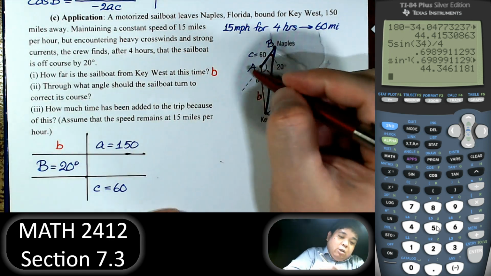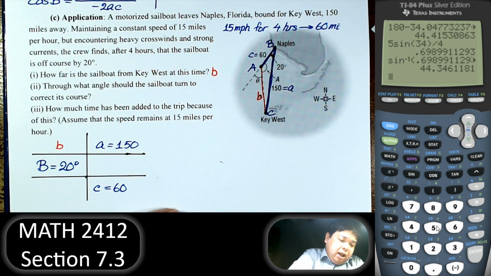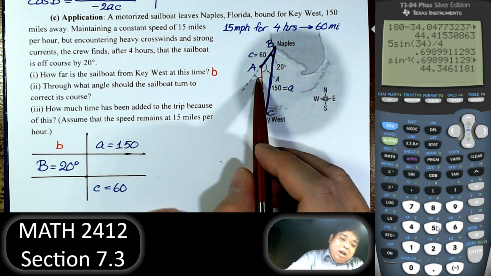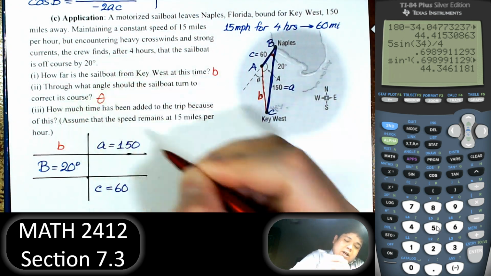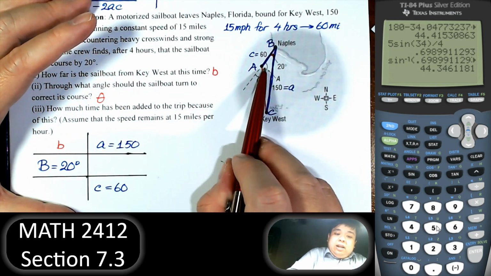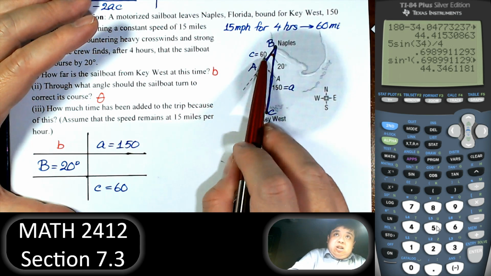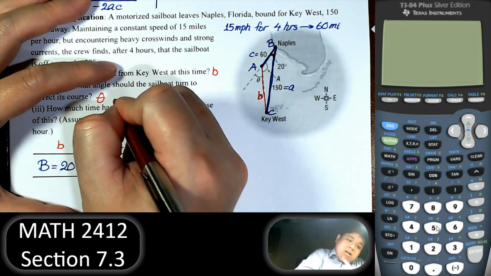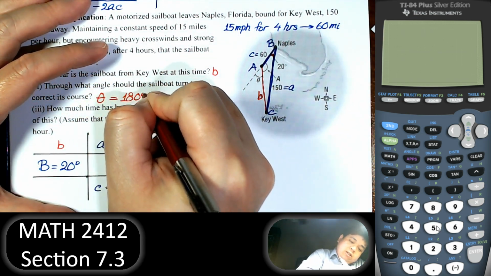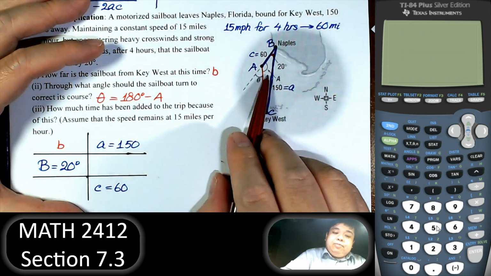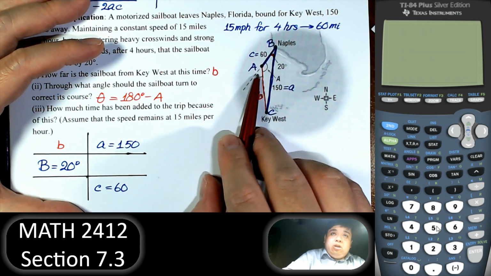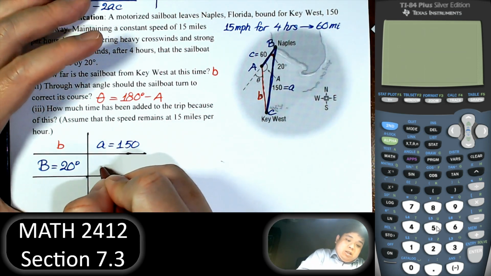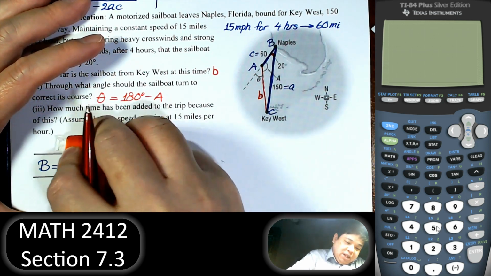Yeah, the distance from the sailboat to Key West at that time. Next, through what angle should the sailboat turn to correct the course? Right. So we need to find angle theta here. But angle theta with angle A, those combined together make a straight angle. So that adds up to 180 degrees. So theta is 180 minus angle A, right? Because they combine together to make a 180 degree angle. So in that case, we need, I don't know why I put B there.